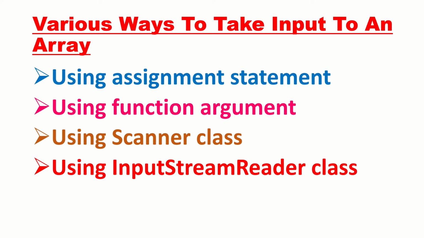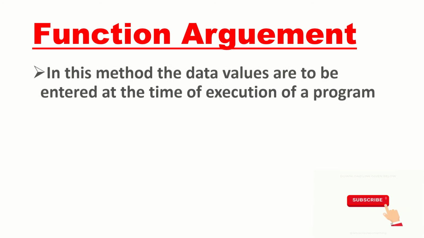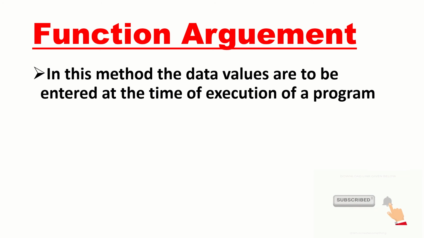Basically, when taking the inputs to an array using function arguments or the BlueJ system, we are taking the inputs at the time of program execution. As you can see on the screen, the definition is clearly written. The data values, the elements of an array, are entered or taken as input at the time of program execution. I'll be demonstrating with a clear example program in the BlueJ editor from the beginning. So don't worry.